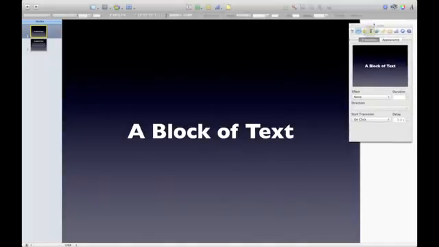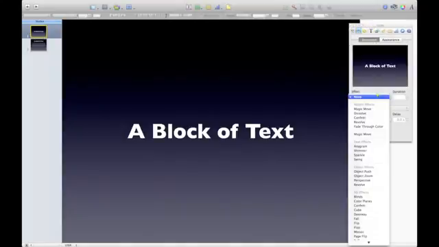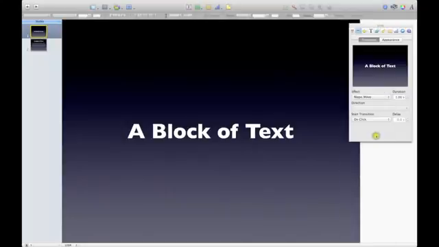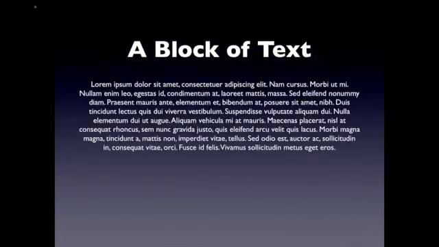So I'm in my inspector here, and I'm on the second tab, in transitions, and I want the Magic Move effect. And of course you can control the duration. And let's see what this looks like. So here's my first slide, and then when I transition you get this nice fluid movement of the title, making room for the text beneath it.